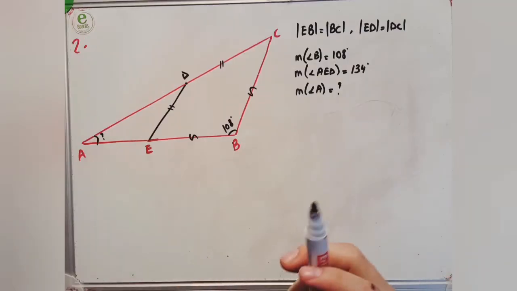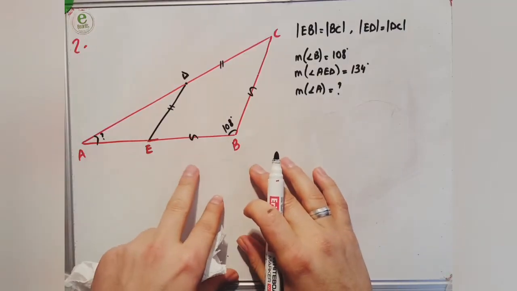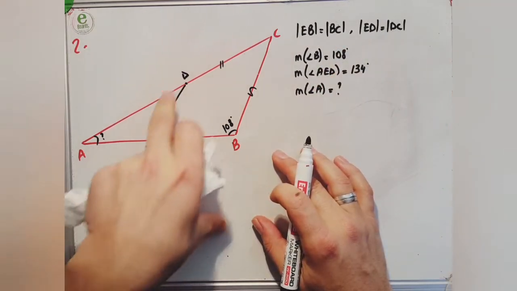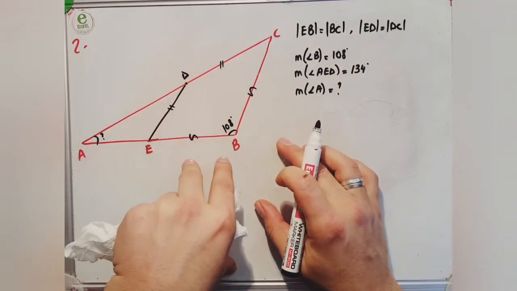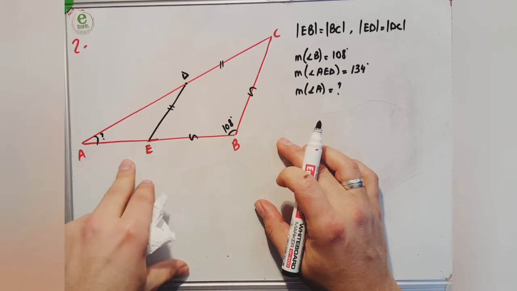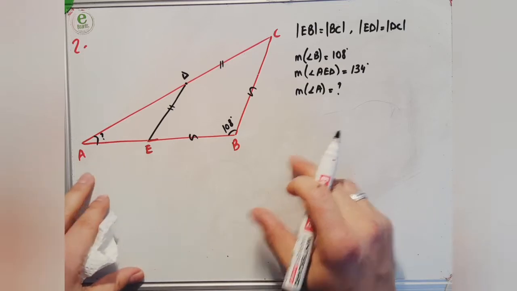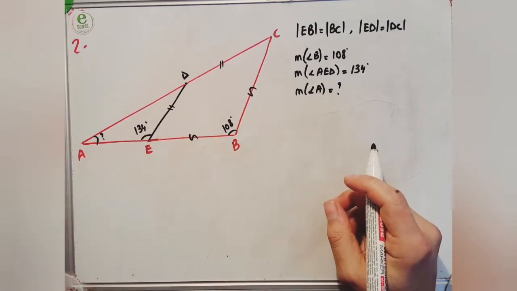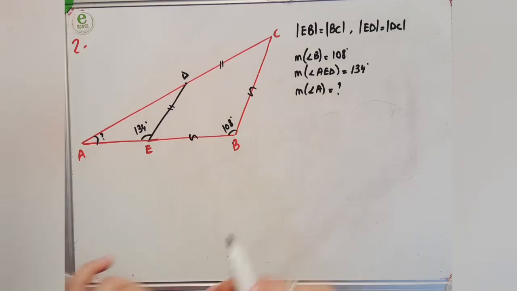And on the second question, triangle ABC is given, the side EB is equal to side BC, ED is equal to DC, the measure of angle B is equal to 108, and the measure of angle AED is 134. And we have to find the measure of angle A, so I would like to start by combining points E and C.